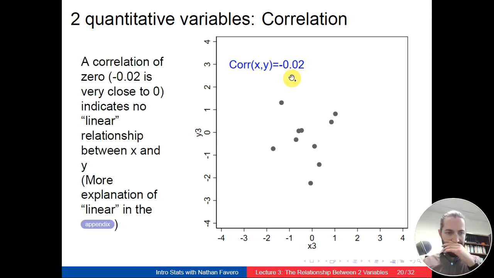And finally, here's an example of a correlation of basically 0, right? Negative 0.02. That's pretty close to 0. And it's not even obvious how we should draw a line through this. If we were trying to draw a straight line, should it be like this? Should it be like this? Should it be like this? Very unclear. And that's why we say that this is a correlation near 0, no clear linear relationship between x and y.